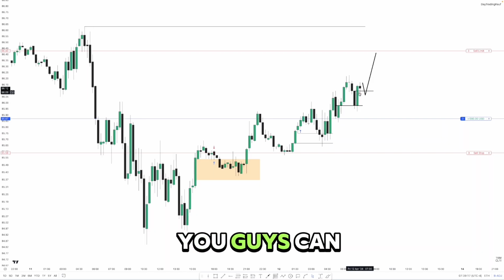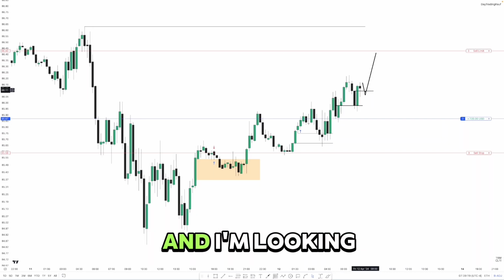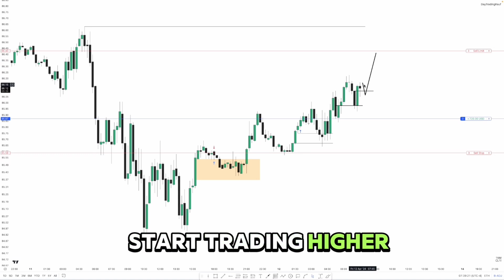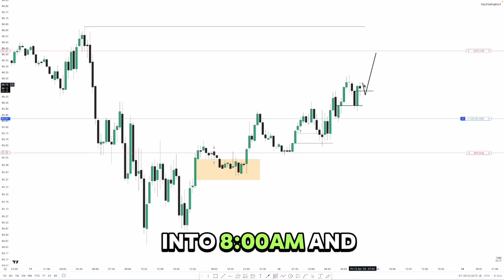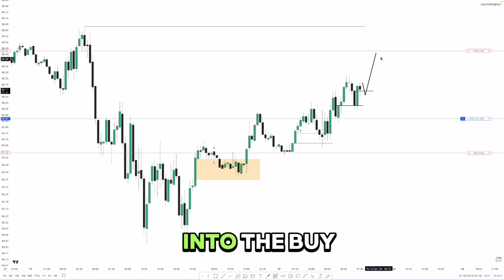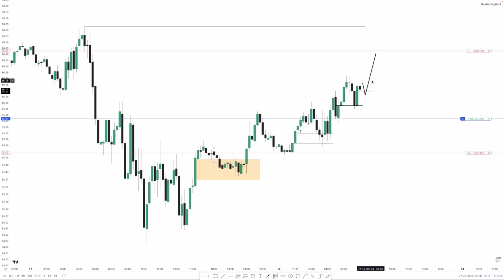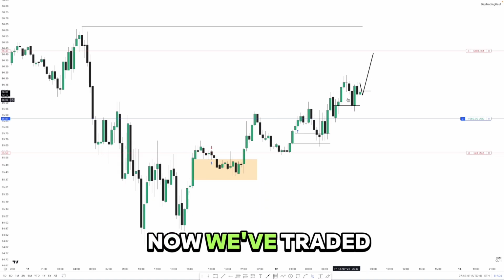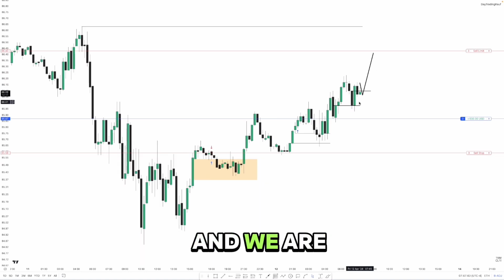So now, as you guys can see, we've traded into the proportion block, and I'm looking for us to start trading higher. As we get into 8 AM and 7:30, that's when I think price will most likely start trading higher into the buy side liquidity. Now we've traded into the proportion candle and we are getting closer to 8 AM.